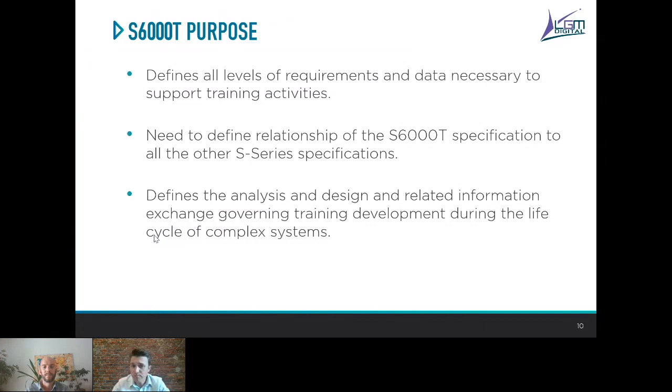As I said, the S6000T focuses on the first 2 phases, the analysis and design phases, and so it is intended to be used in the development of all the training we will have to develop during the life cycle of a complex system. So once again, it's a part totally integrated in the logistics support.